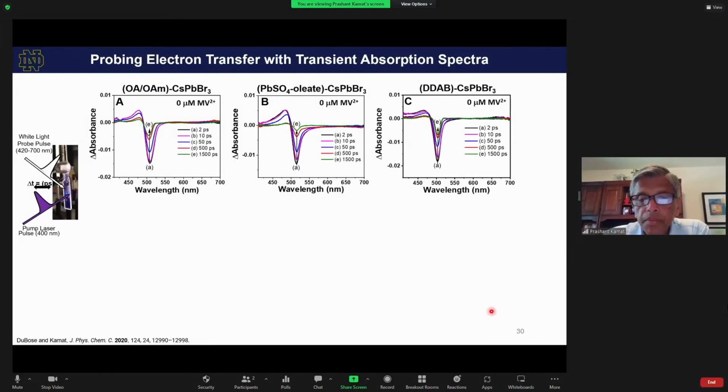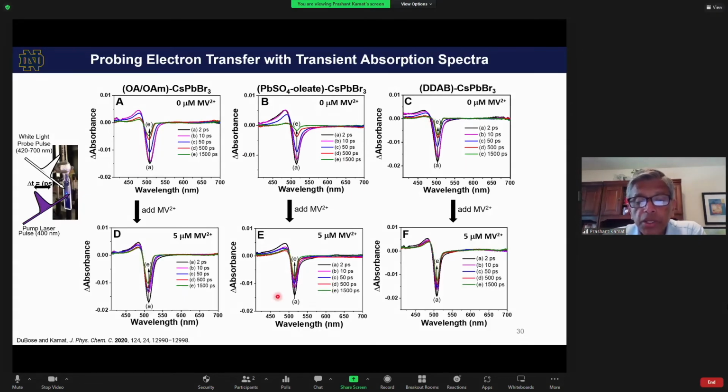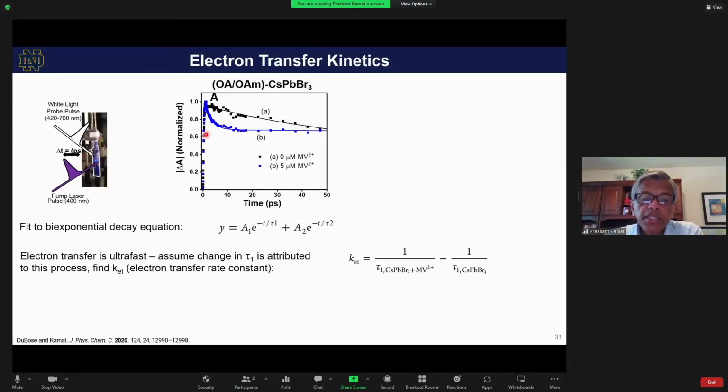They're quite high. Then we did transient absorption spectroscopy to see how fast they are decaying, with the different cesium lead bromide samples. This is with no methyl viologen, and this is how they decay. But when you put in methyl viologen, what you're seeing is a residual bleach. Most of it is recovered in 1500 picoseconds. There is a quick bleach recovery, but there is a residual bleach. I will come back in a minute to why we see a residual bleach. In the first 50 picosecond time scale, you see this slow decay. But when you add methyl viologen, there is a fast bleach recovery followed by a sustained bleach. We can use this fast bleach to calculate the electron transfer rate constant using the difference in the lifetime.